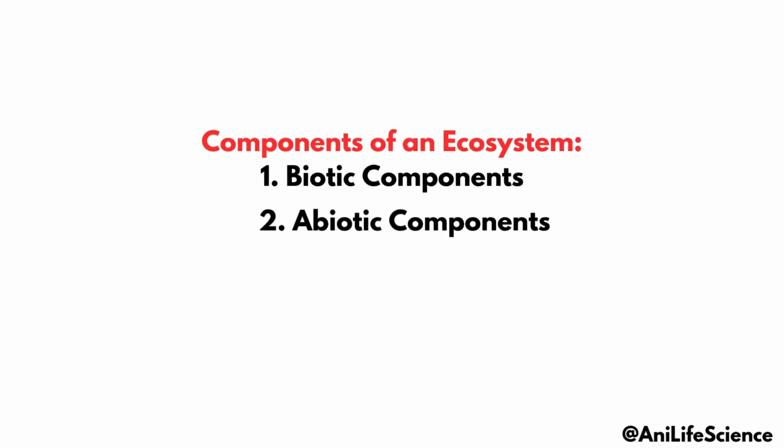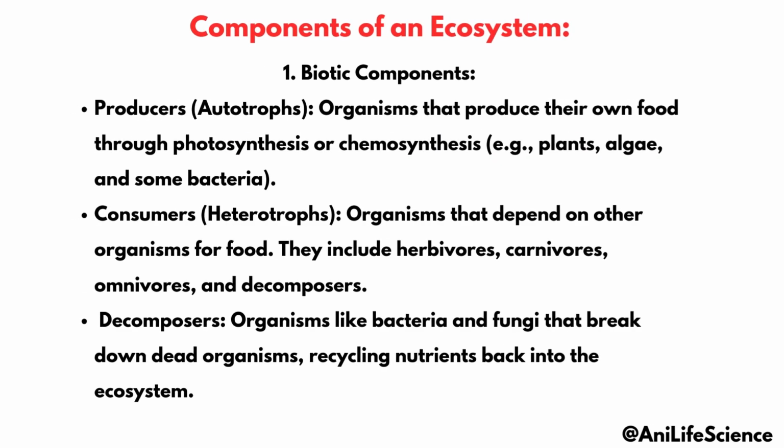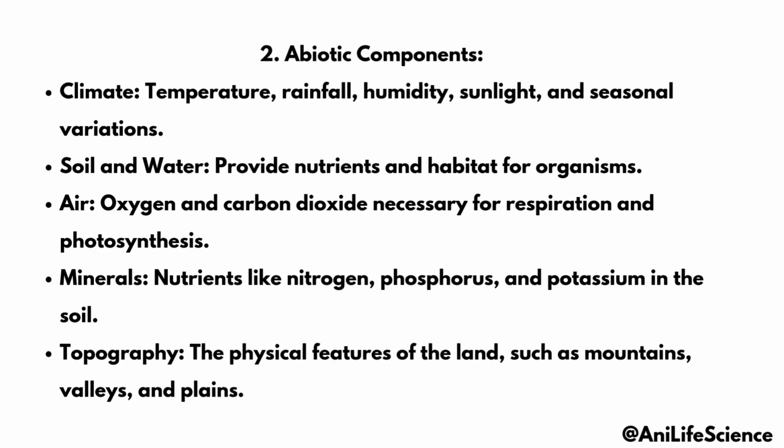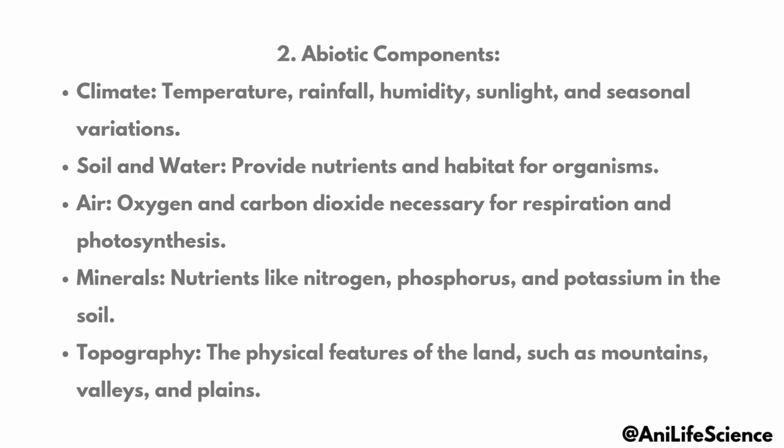Ecosystem components are biotic and abiotic components. In biotic components, we have living things like plants, which are producers, animals, which are consumers, and decomposers, bacteria and fungi that break down dead matter. In abiotic components, we have non-living parts, such as sunlight, temperature, soil, air, and water.